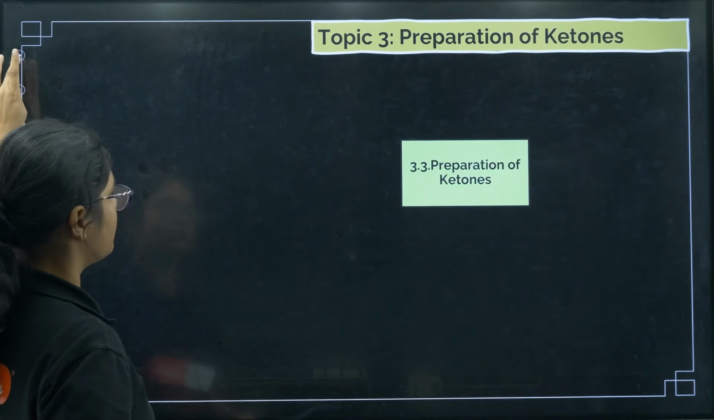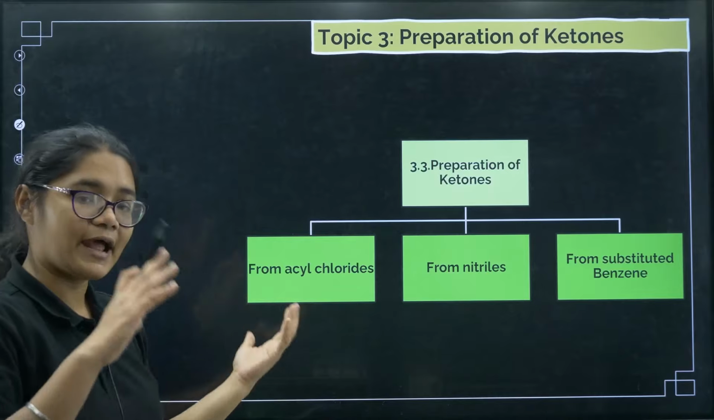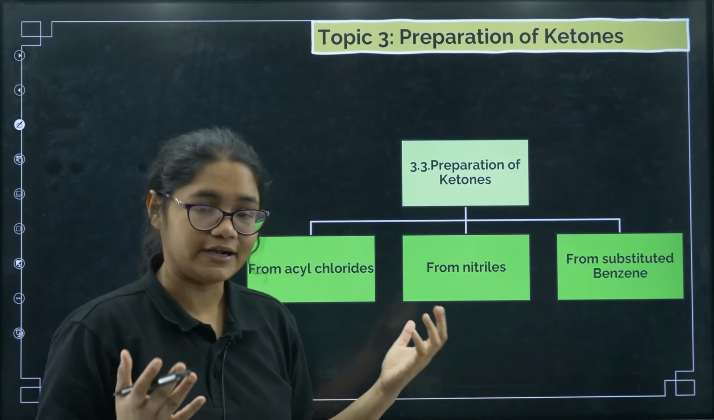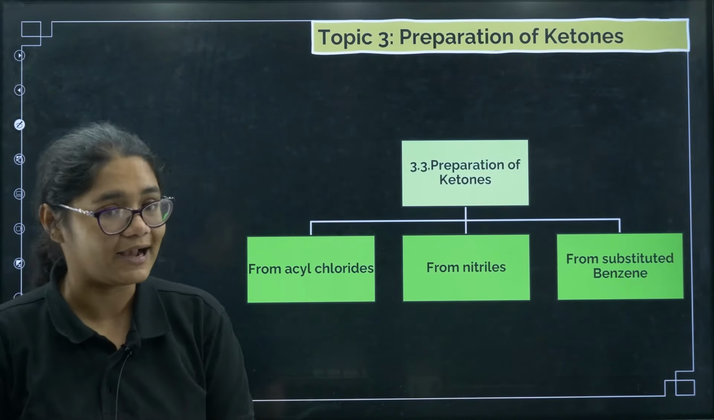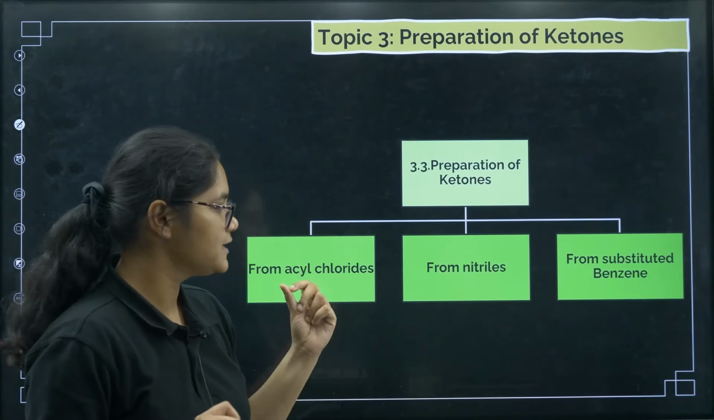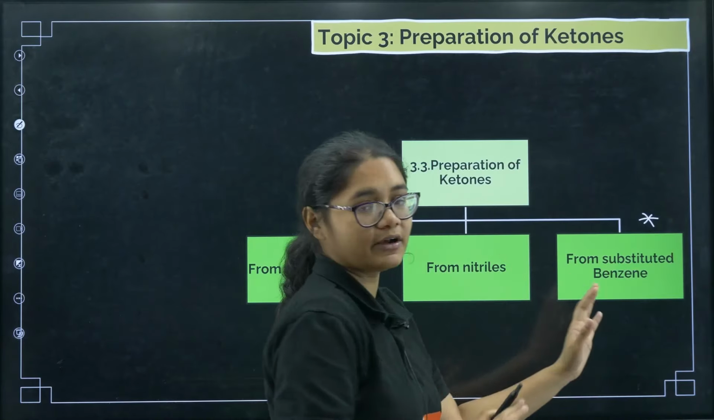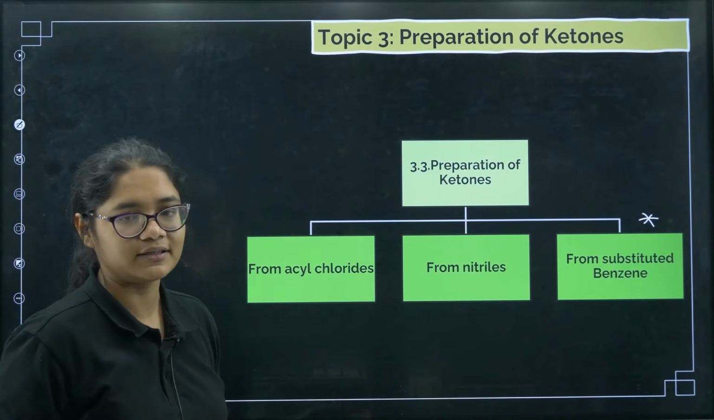Then for the preparation of only ketones, we have three methods. One is from acyl chlorides, like we had in the preparation of only aldehydes also. Then from nitriles, there also we had from nitriles, and then from substituted benzene. This is the easiest one. This is nothing but Friedel-Crafts acylation. We all have studied this reaction.